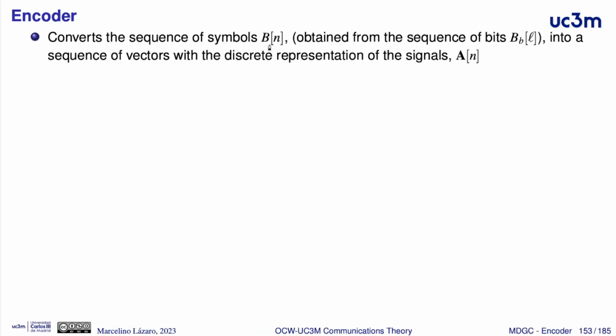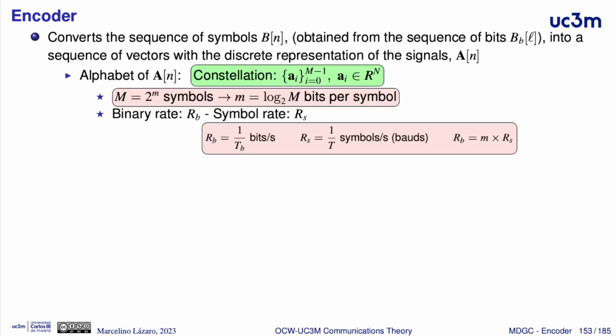The encoder converts symbols in vectors, vectors that represent signals, the M signals that we have at the modulator. And to design the encoder is equivalent to select the alphabet of these vectors, the constellation. We will have capital M symbols, and this means that we will have m bits per symbol, with m being the logarithm in base 2 of the number of symbols.